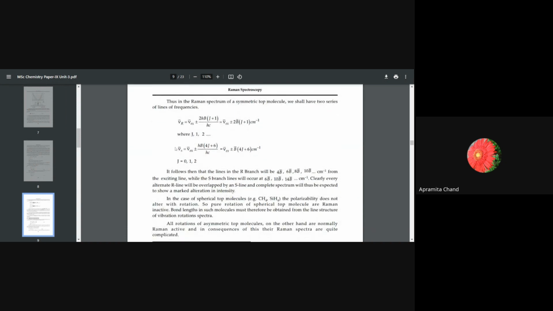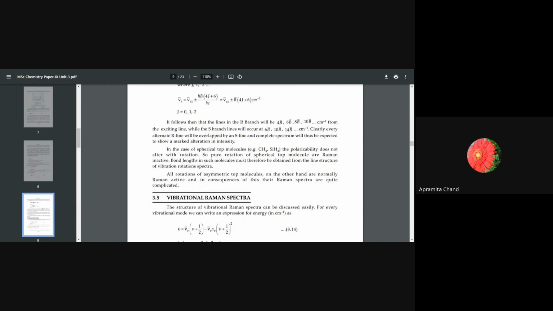Now this particular expression will have plus or minus. We have already seen in Stokes it is minus, in anti-Stokes it will be plus. So the final expression for the two series of lines of frequency is: nu s is equal to excitation frequency plus or minus B into 4J plus 1 centimeter inverse, where J is equal to 0, 1, 2. So there will be two lines. The lines in the R branch will be at 4B, 6B, 8B, and 10B from the exciting line. The S branch lines will occur at 6B, 10B, and 14B.